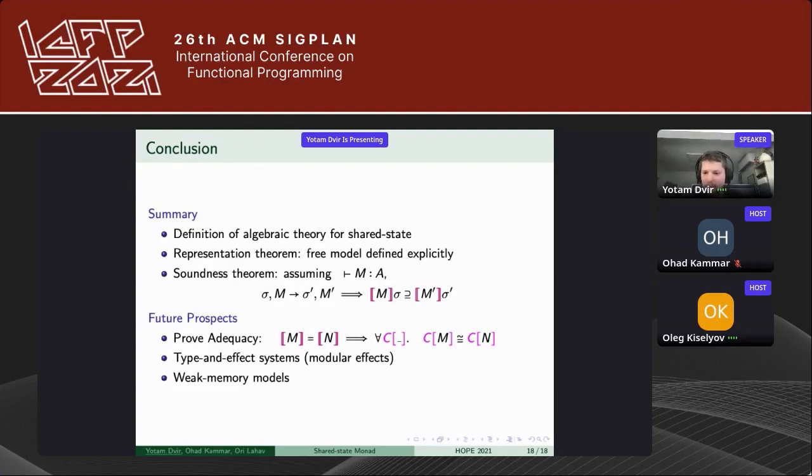Okay. Should I try to answer the other questions here? I can also answer them later. Andrew Hirsch asks: adequacy, have you thought about preservation of hyperproperties? I'm sorry, maybe Ohad can answer because I don't know what that means. Sorry, I don't know. Ohad answered most of them. Okay, thank you very much again.